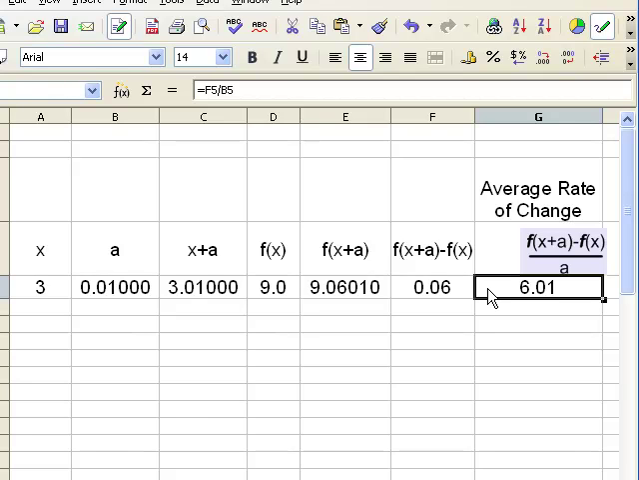Anyways, go through that systematically for each parabola, and I'm recommending you start with x values at -3, find out what the instantaneous rate of change is, or at least estimate what the instantaneous rate of change is, and then go up to a value of 3.